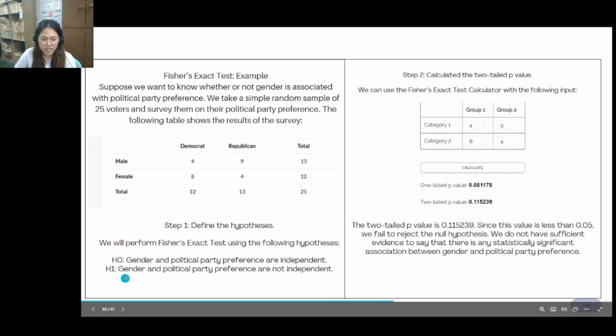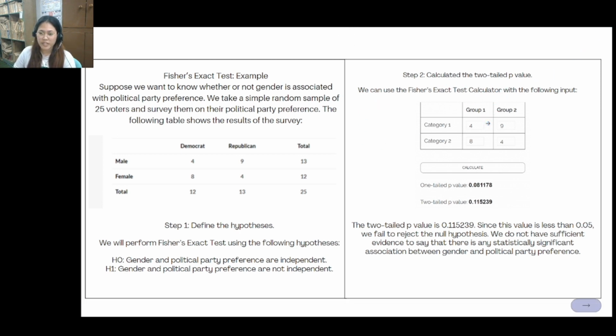H sub 1 is the gender and political party preference that are not independent. So in step 2, we need to calculate the two-tailed p-value. So we can use the Fisher's exact test calculator with the following input.